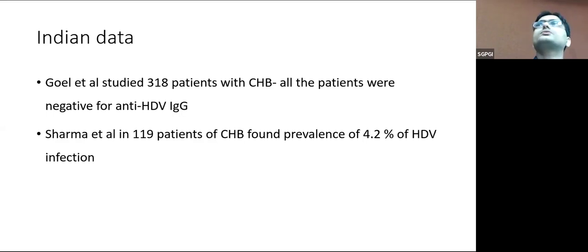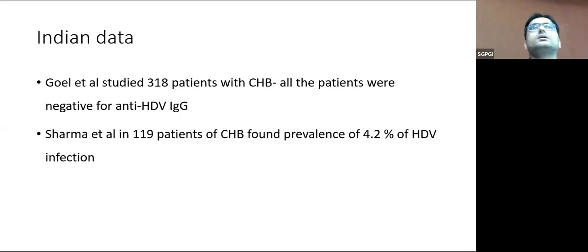So they also showed that the prevalence of hepatitis D virus is very low in our country, and it does not mandate a screening program so that we start doing hepatitis D virus screening for all those people. It is not cost effective. And another study, the latest study in 2022, was done from the state of Tripura, where they studied 119 patients of chronic hepatitis B, and they found a prevalence of 4.2%.